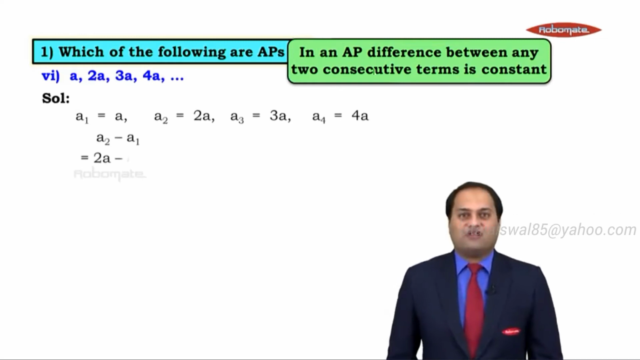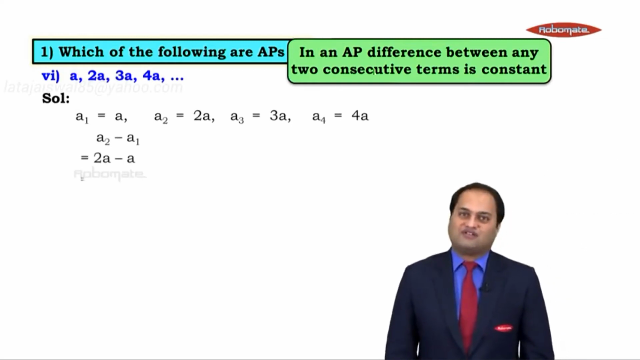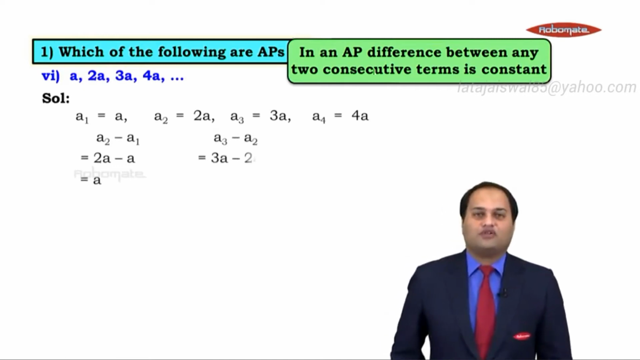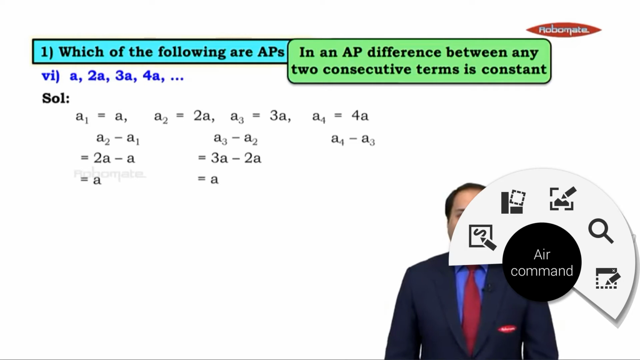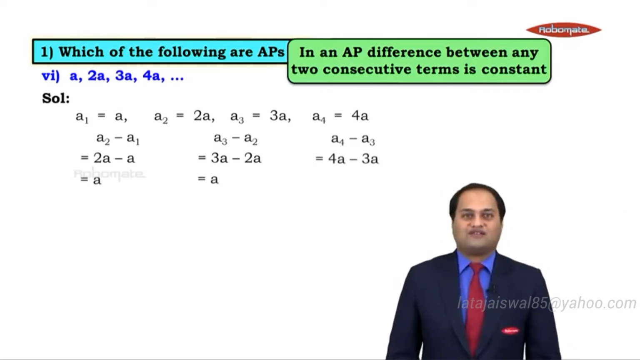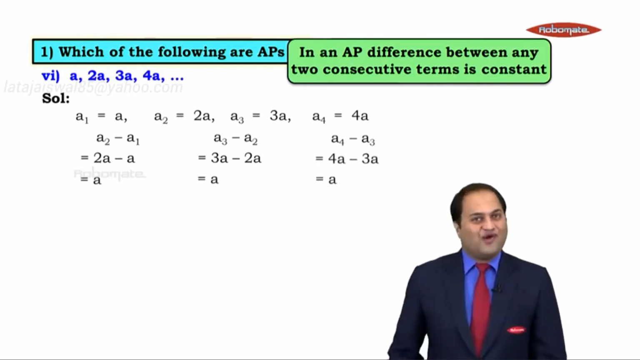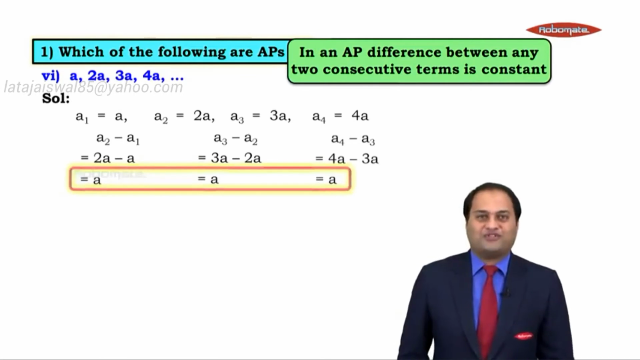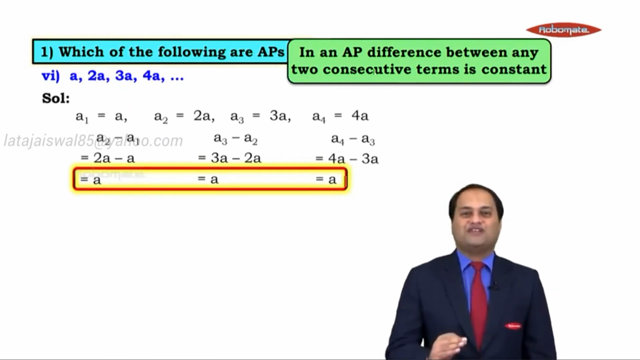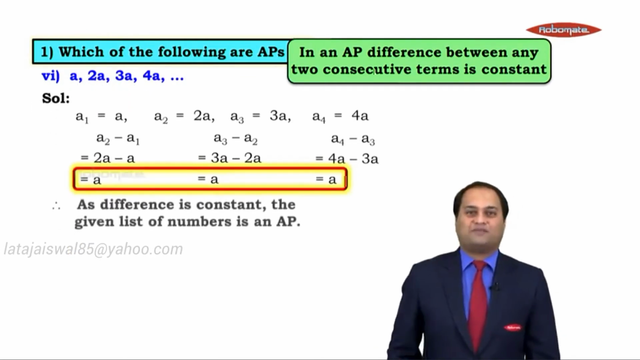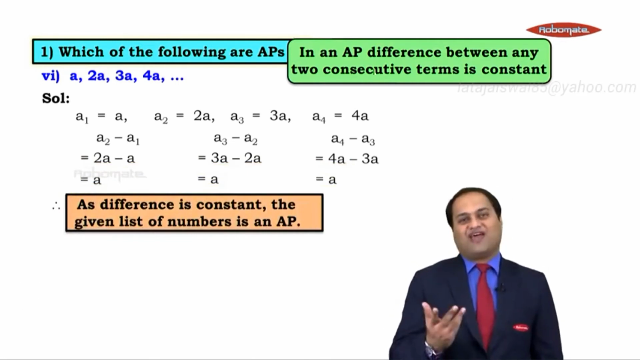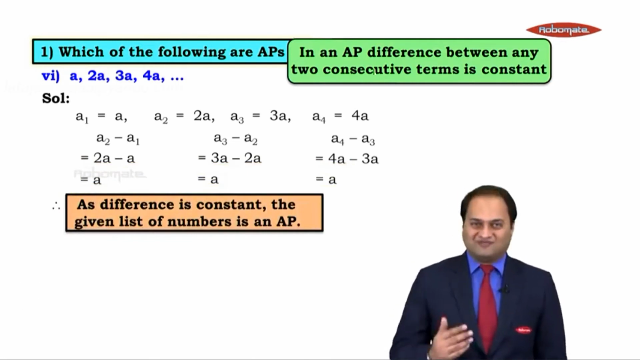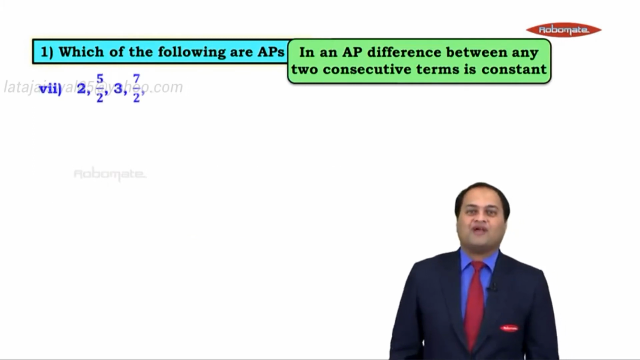A2 minus A1 is equal to 2A minus A, which is equal to A. A3 minus A2 is equal to 3A minus 2A, which is equal to A. A4 minus A3 is equal to 4A minus 3A, which is equal to A. What do we observe? We observe that the difference is absolutely the same, and because the difference is absolutely the same, the given sequence is definitely an AP. Simple. Let's move on to the next sum.